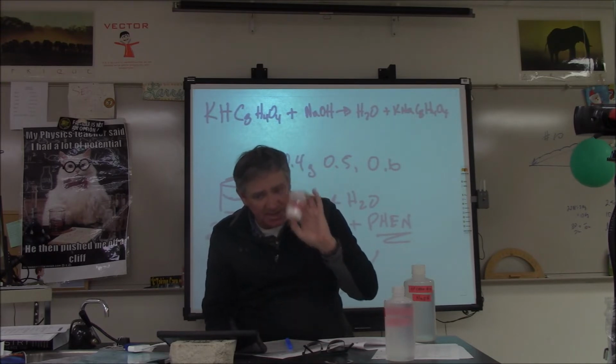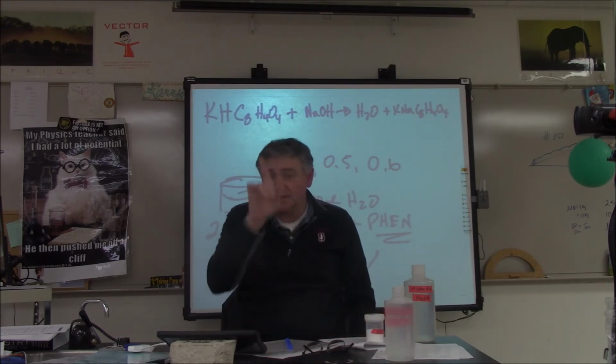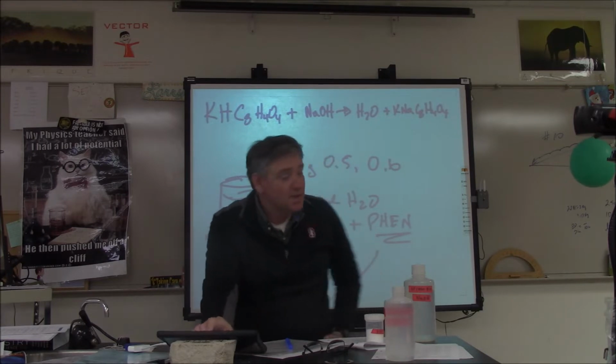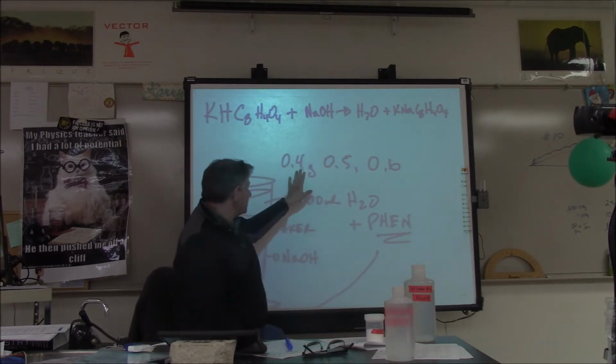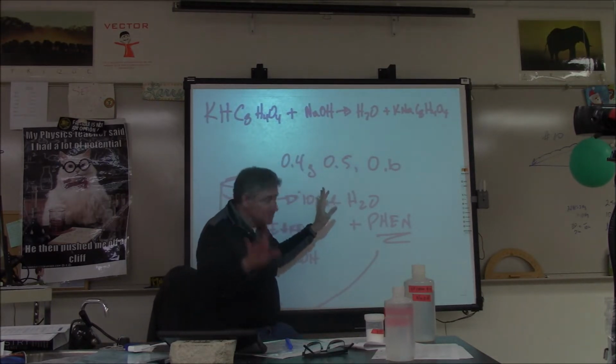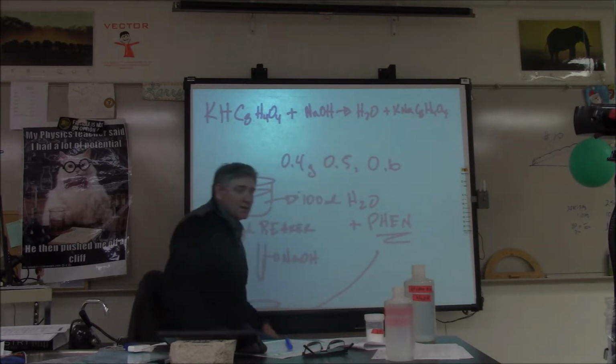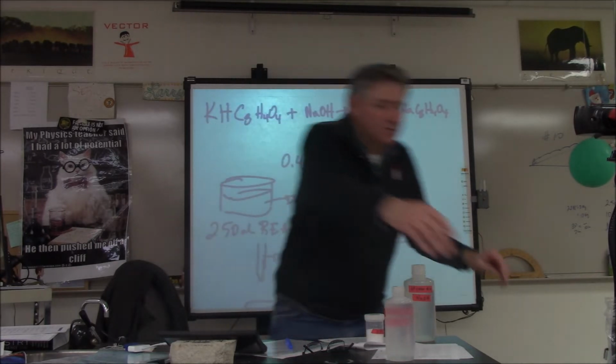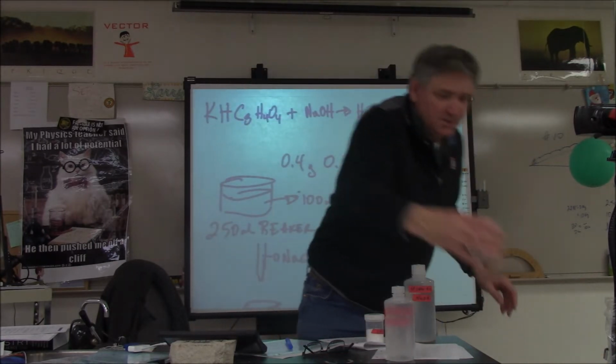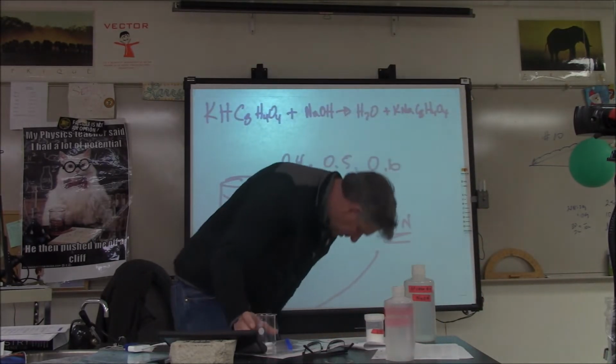You're going to do 3 trials. Now, if you're the Thursday group, you're going to do 2 trials. You're going to measure out about 0.4 grams. That's going to be trial number 1. So you're going to take 0.4 grams and pour it into a 250 milliliter beaker.